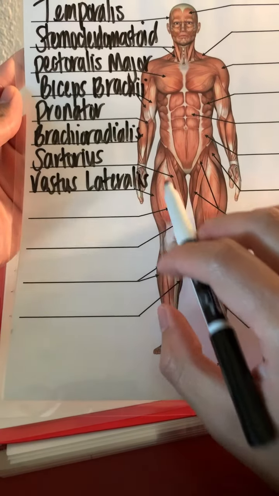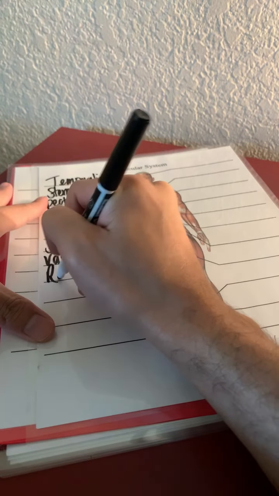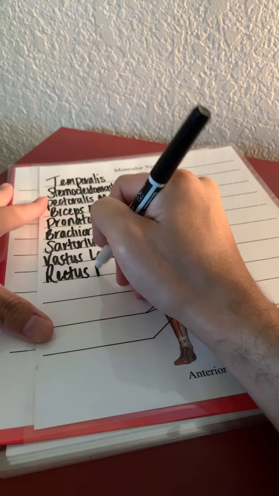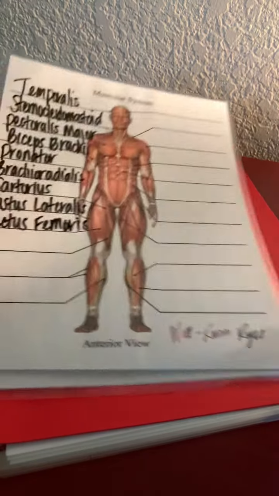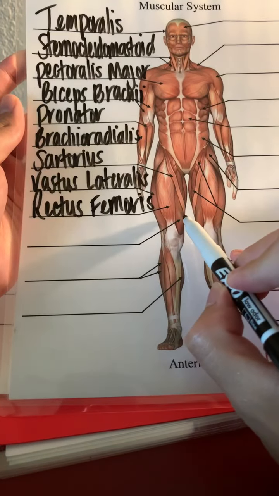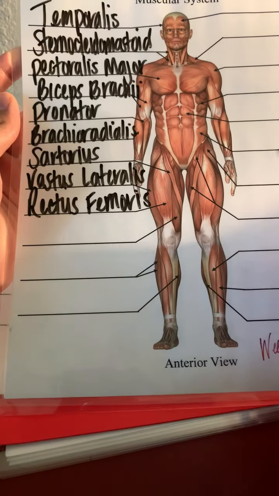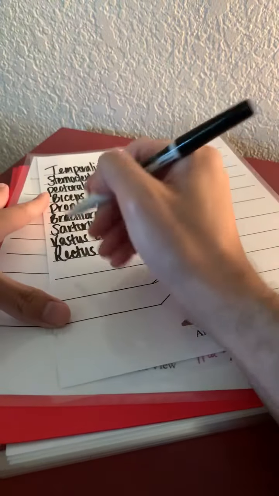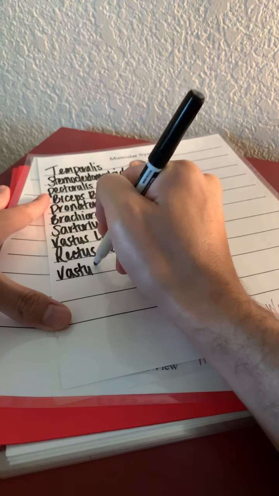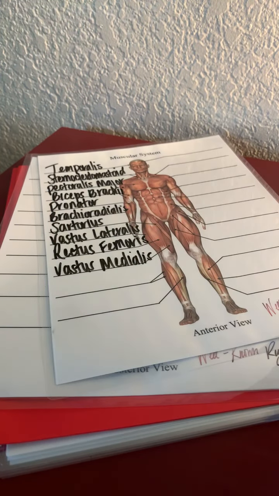Next we have this one here, which is our rectus femoris or rectus femoris. I've heard it pronounced both ways, just as long as you know what it is. Next we have, since this one was vastus lateralis, any guess at what this one might be? It's more medial, so it makes it vastus medialis.